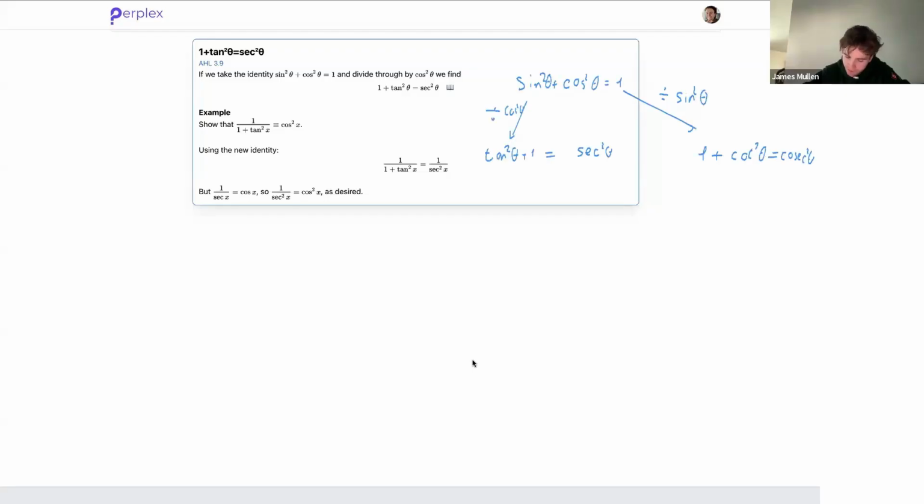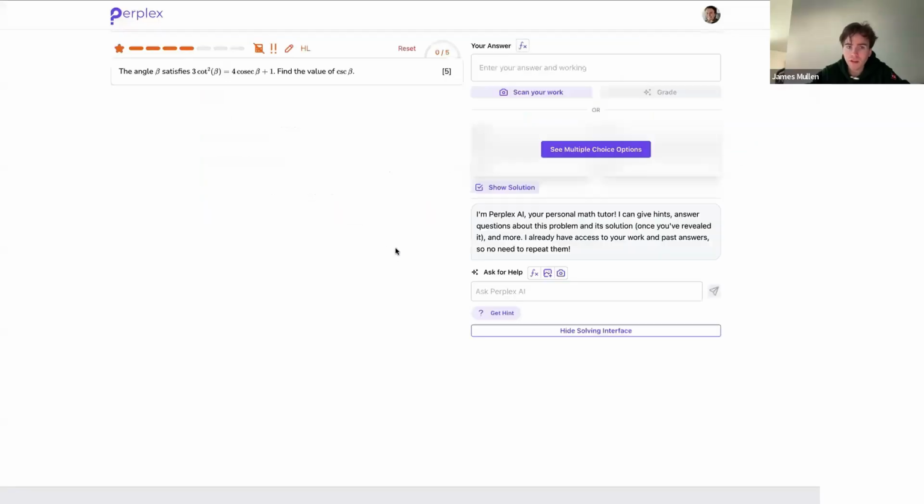And like I was saying, we have a very similar identity for 1 plus cot squared, we do the same thing. It's a consequence of the original Pythagorean identity. We've just divided through by sine squared or by cos squared, or in this case, we've divided by sine squared. And we can do a very similar proof. 1 over 1 plus cot squared is 1 over cosecant squared, which is 1 over sin squared.